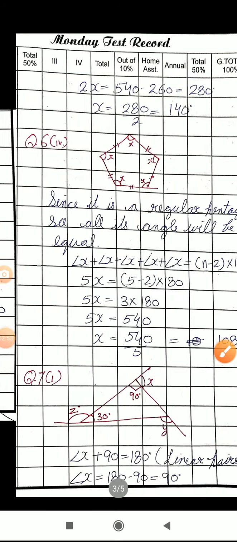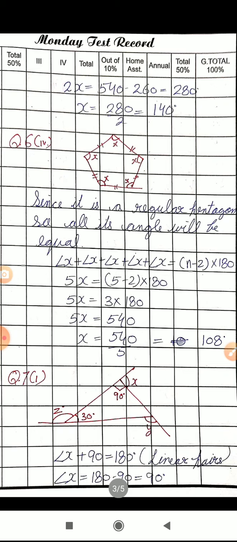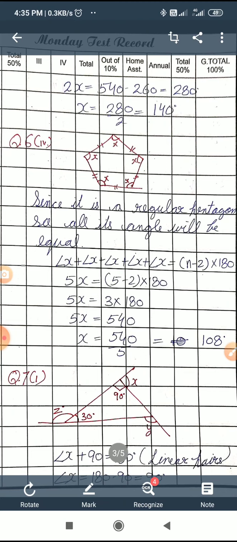Now since it is a regular pentagon, all its angles will also be equal. So if one of the angles is x, all the other angles will also be x, and the angle sum we can calculate still by the same formula, (n minus 2) into 180. You can do it separately or you can do it here simultaneously.